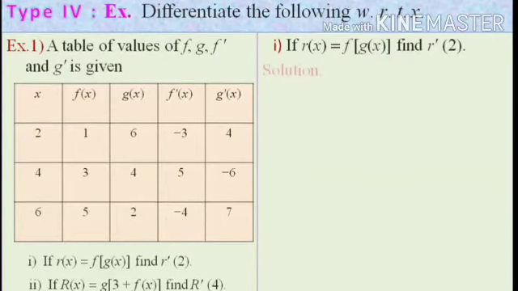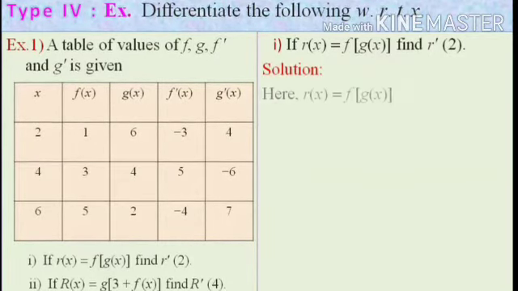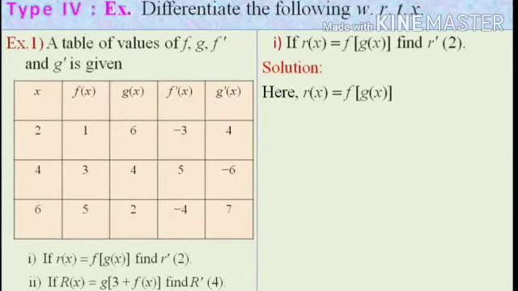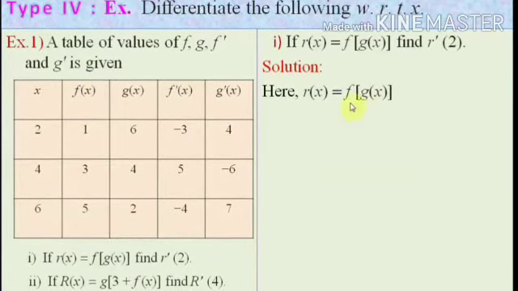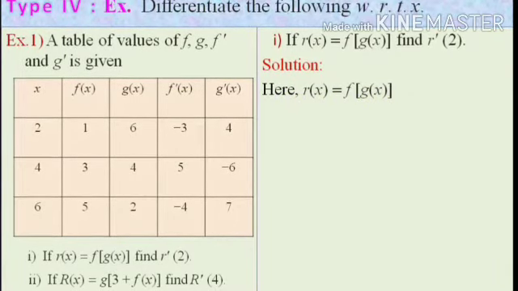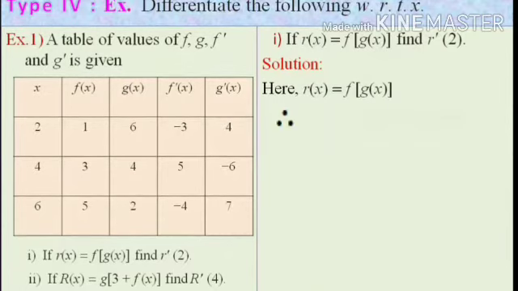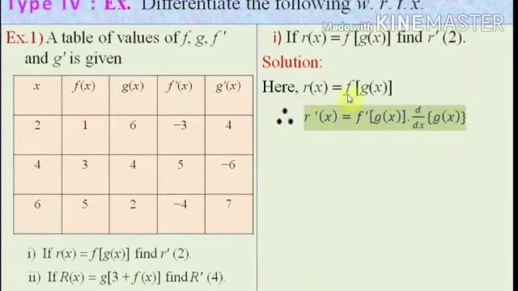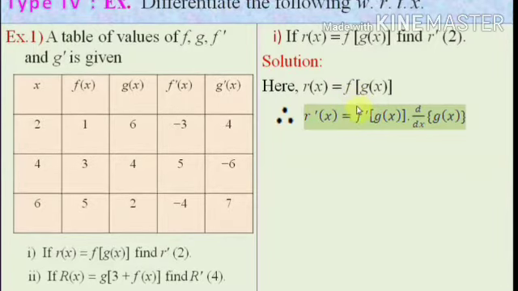The given function is r of x equals f of g of x. That means the given function is in the form of a composite function. Then first take the derivative of the given function. Take the derivative of the left hand side, that is, the derivative of r of x is r dash of x, equal to the derivative of f of g of x.